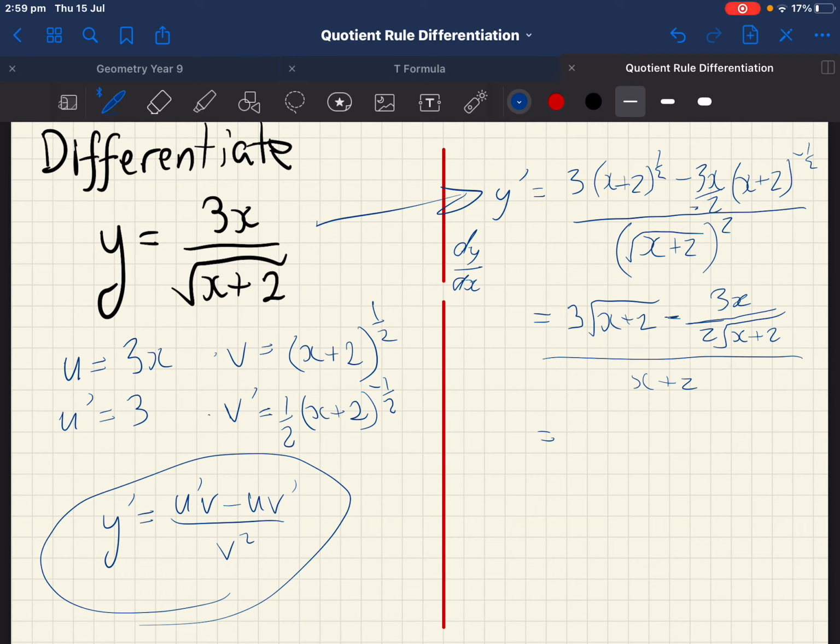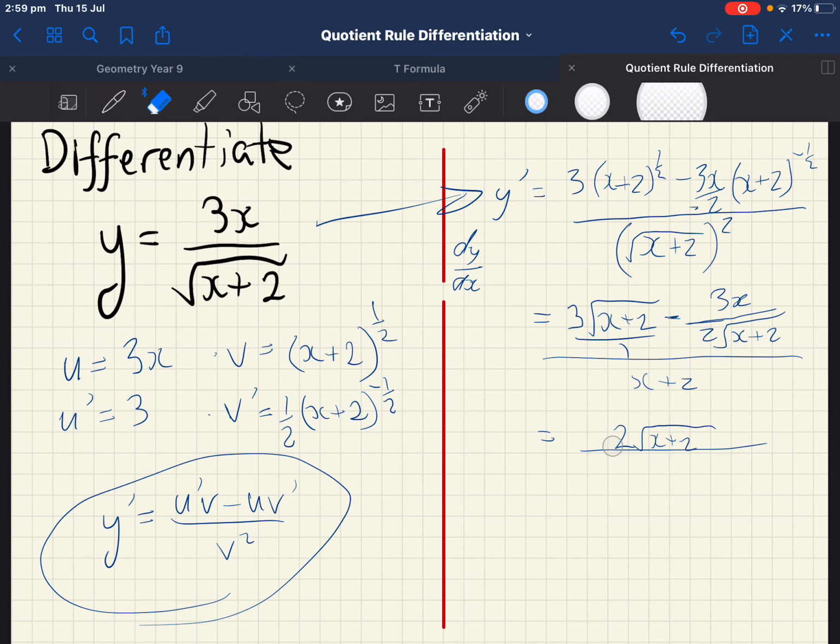Now, looking at the numerator, I see I've got 2 fractions here. I've just turned the first one into a fraction by putting it over 1. And I'm going to simplify these 2 fractions, that is, make the denominator the same. I'm going to use the smile and cross method. Multiply the 2 denominators. We end up with 2 outside of the square root of x plus 2.